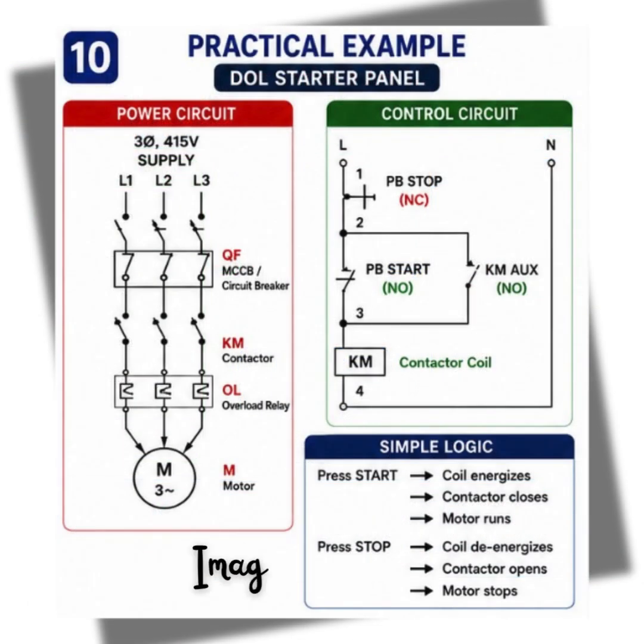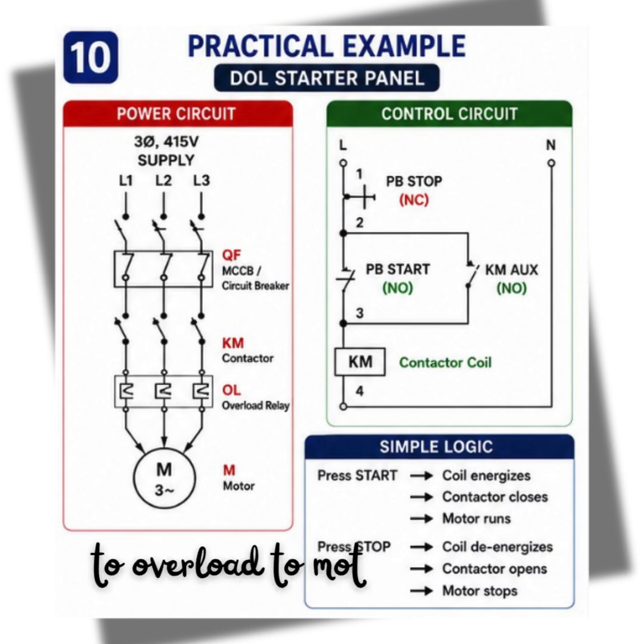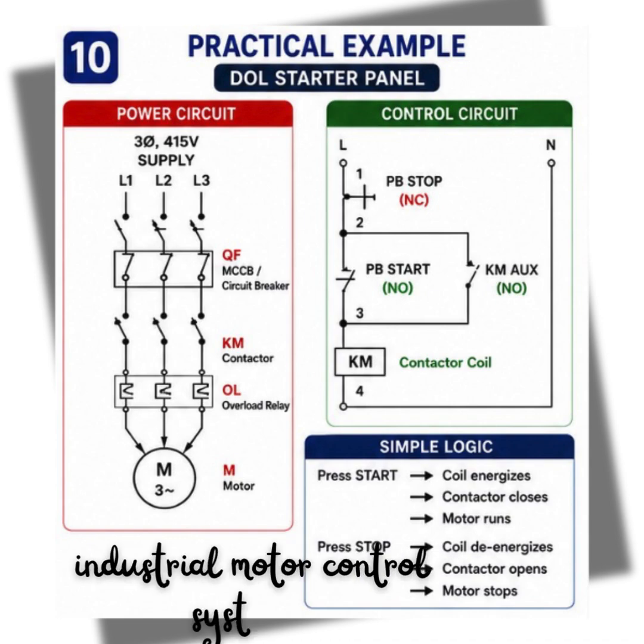Practical example. Imagine a DOL starter panel. Power circuit. Supply to MCCB to contactor to overload to motor. Control circuit. Stop PB to start PB to contactor coil. When start is pressed, coil energizes. Contactor closes. Motor starts. When stop is pressed, coil de-energizes. Motor stops. This simple logic forms the basis of most industrial motor control systems.